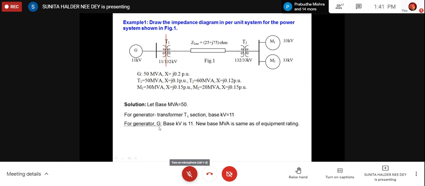Then for generator G, you identify what the base kV and base MVA are. For this section, we have selected base kV as 11 and base MVA as 50. The generator is of that rating, right? So there will be no change in X. It will be the same. Now, if the voltage were 10.9 kV instead of 11 kV, then we would have to change it accordingly. In that way we have to proceed.